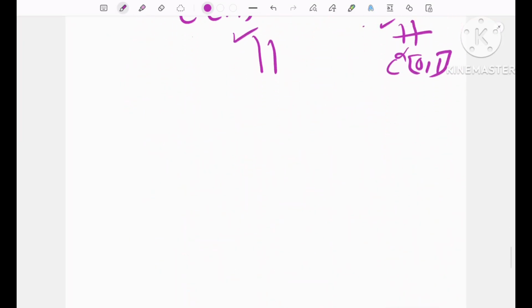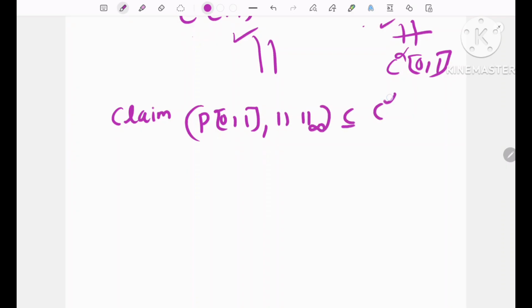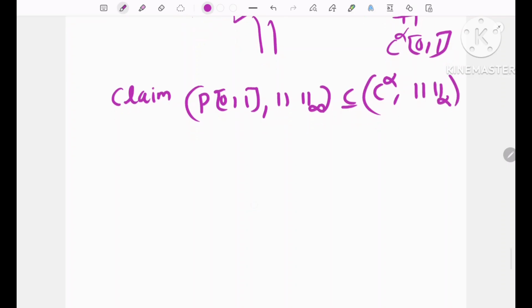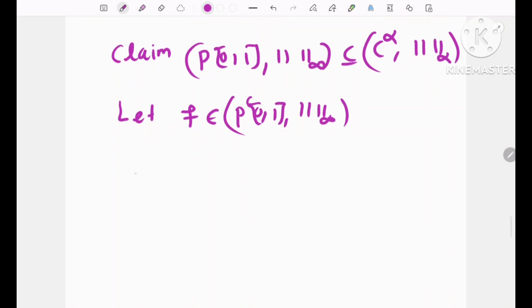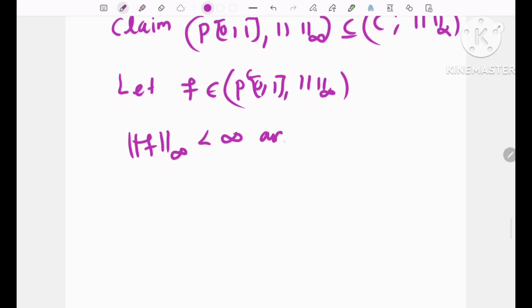Let us take a polynomial function. Our claim is that P[0,1] with respect to the sup norm is a subset of C alpha with respect to the alpha norm. We will prove this. How can we prove it? Let f belong to P[0,1] with respect to the sup norm. We are taking f, then it implies that the sup norm of f is finite, and f is a polynomial.